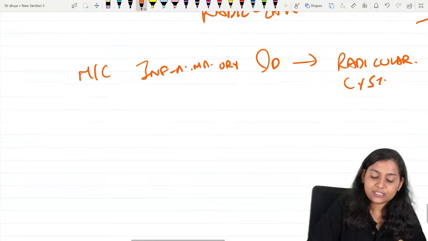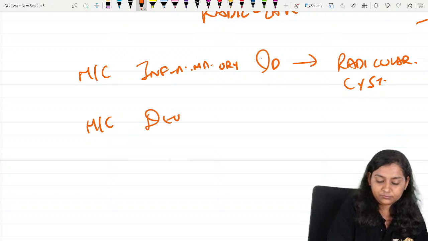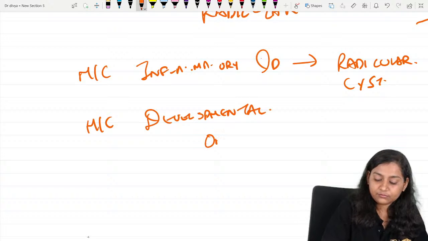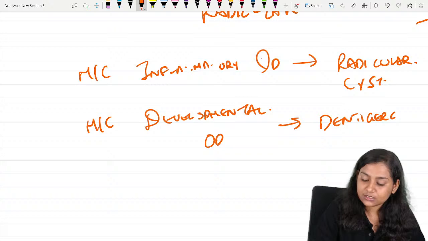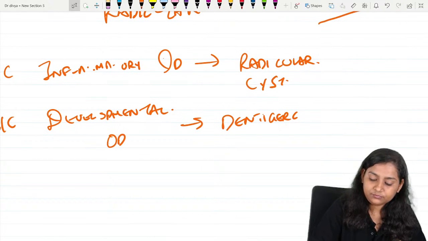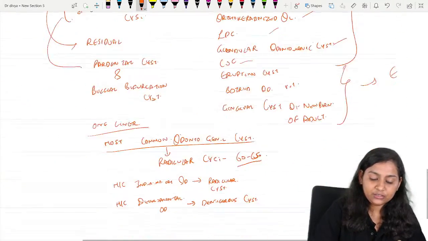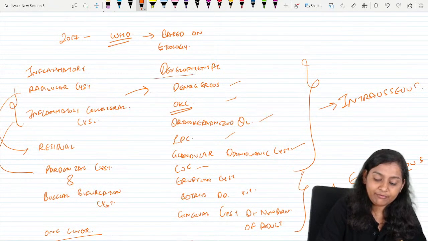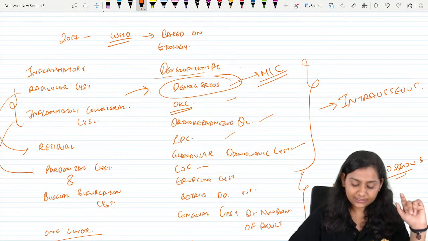Now, if the question says which is the most common developmental odontogenic cyst, then your answer will be dentigerous cyst. Okay, remember this. Dentigerous cyst. So as you can see in the classification, if they have asked about the developmental, then in developmental the most common is the dentigerous cyst, not the OKC. It is dentigerous cyst always.